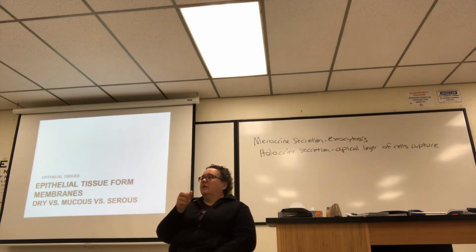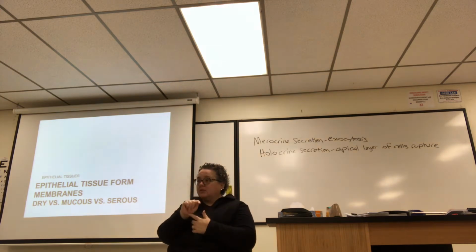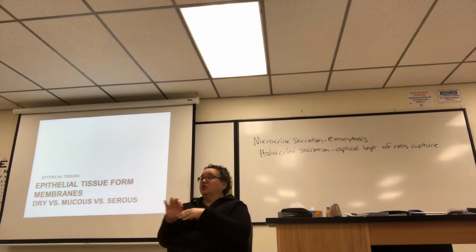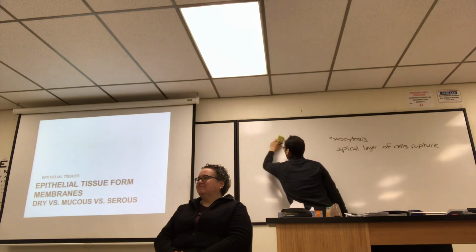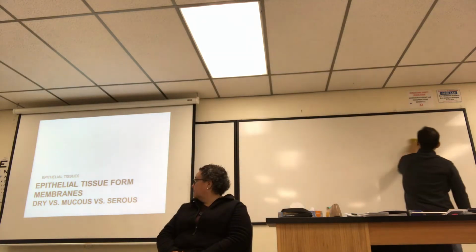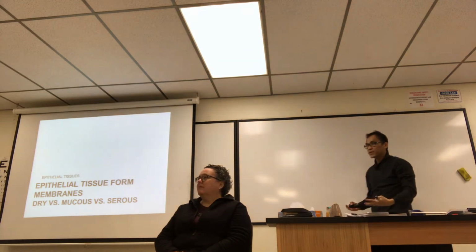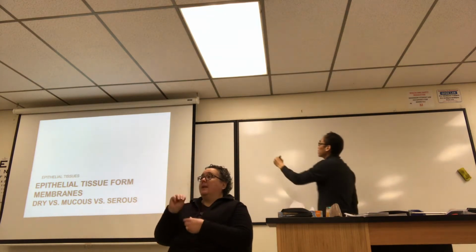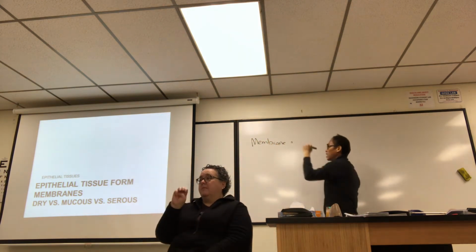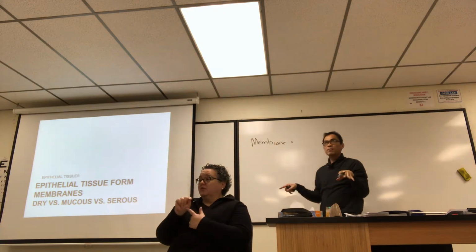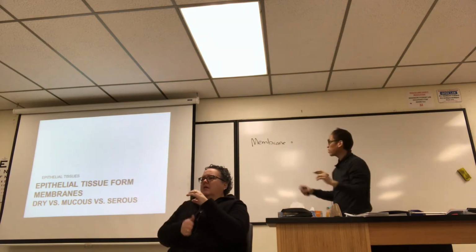We're going to shift topics here. Now that I've taught all the epithelial tissues and all their functions, one major function of epithelial tissues is they are a component of membranes. So in A and P, when we say membrane, it has a very specific meaning. Membrane is an epithelial tissue overlying the basement membrane, the connective tissue basement membrane.